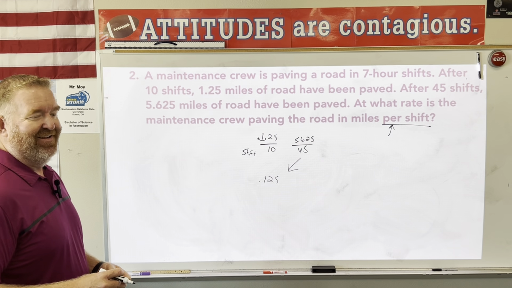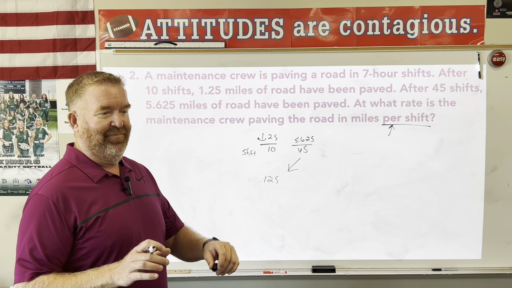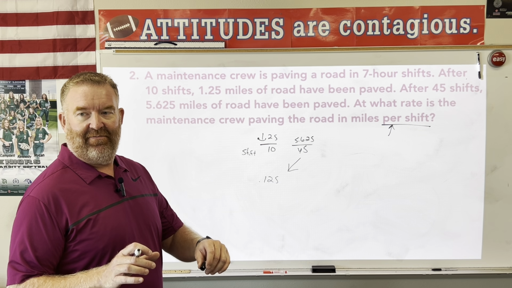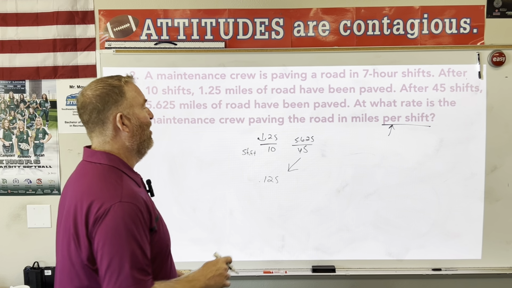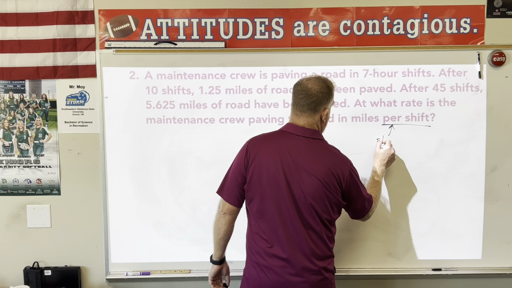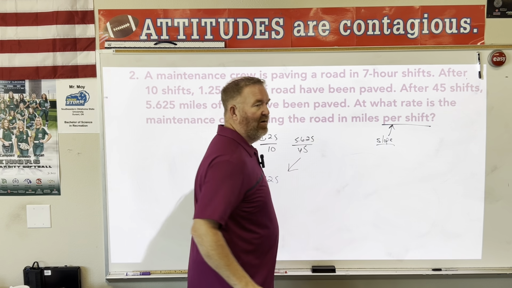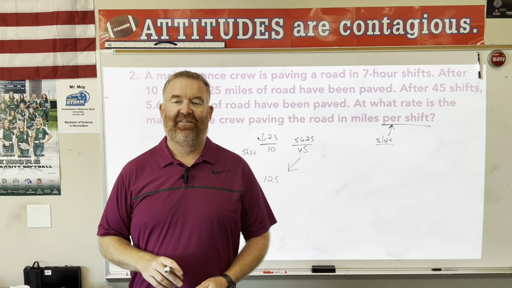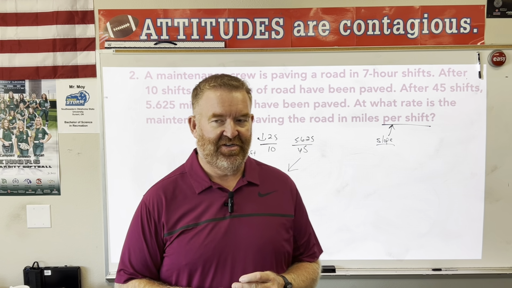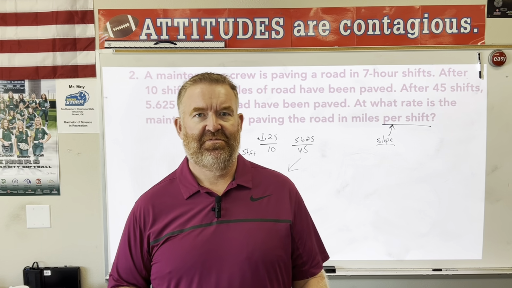All right, here we go. All right, is everybody good? What were we doing? Oh, per. Per, thank you. Per is slope. Per is slope. There it is. Per is slope. Thank you for getting me back on track. Per is slope.